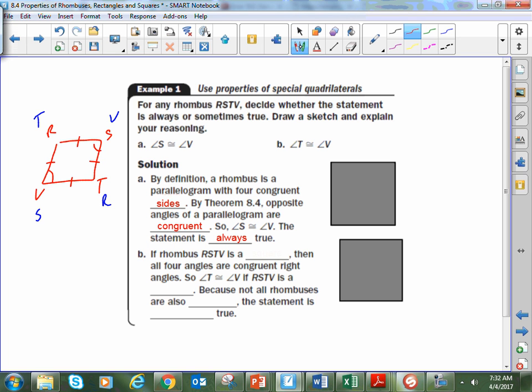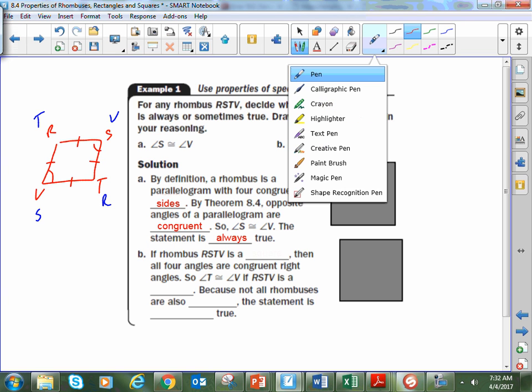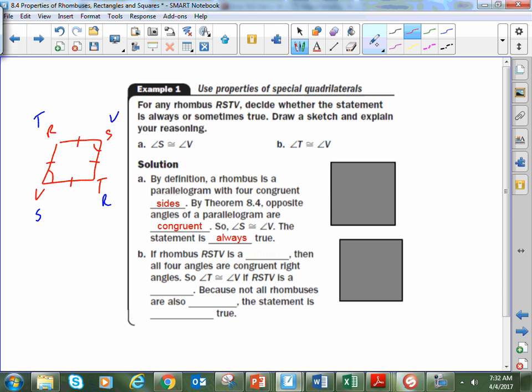So now let's take a look at the next one. Again, we're still saying it's a parallelogram RSTV. Angle T and angle V. Well, here's angle T, here's angle V.